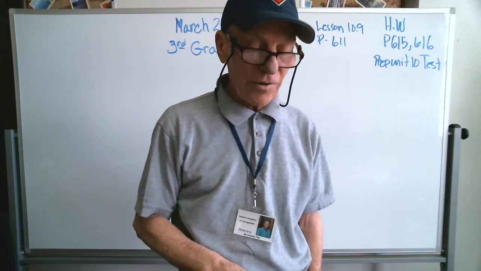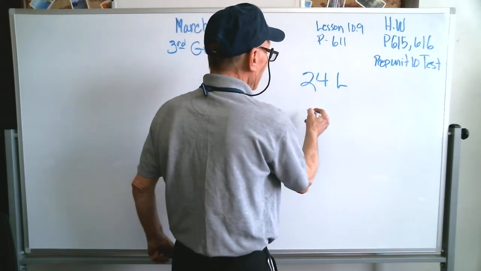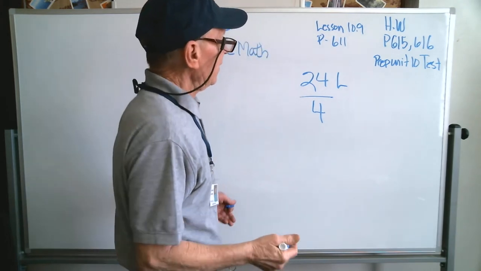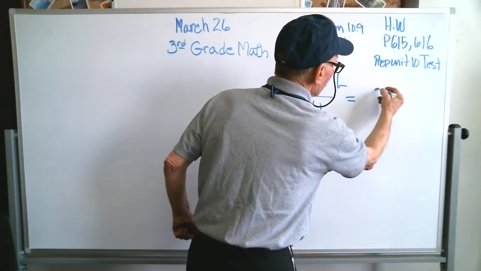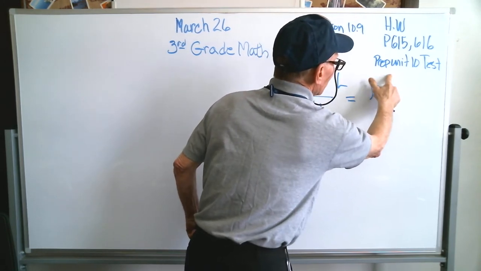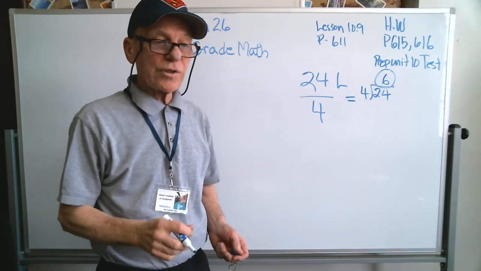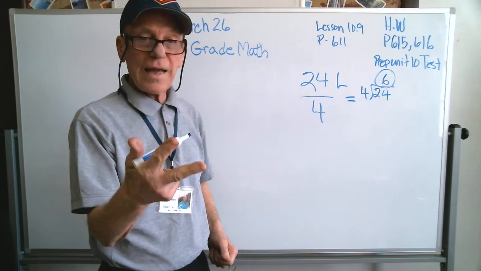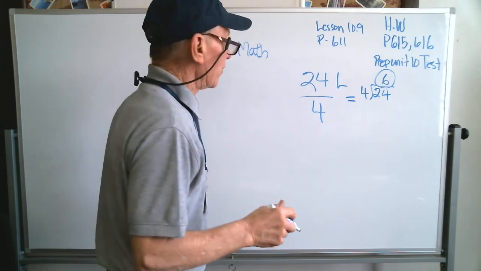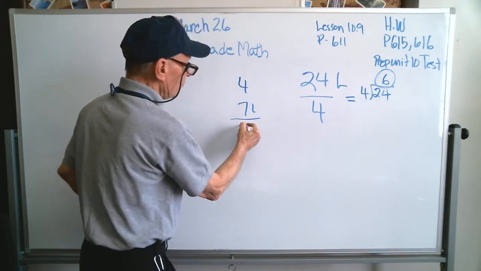If you look at the four containers there, first of all, if you've got 24 liters in the big container and you've got four pitchers that you're going to use to fill that container, then you would think that each one of those pitchers would have 6 liters in each one of those containers to fill up a 24, right? 6, 12, 18, 24. But if you look at those pitchers, each one of them has 7 liters. So if you take the four containers and they each have 7 liters, 4 times 7 is 28.